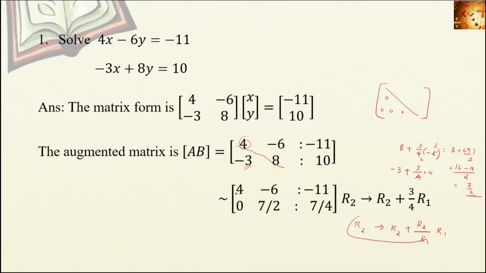Then next, check the elements below the diagonal. Here there is only one element, and we have made it 0. So this matrix is now in upper triangular form. So this step is over.